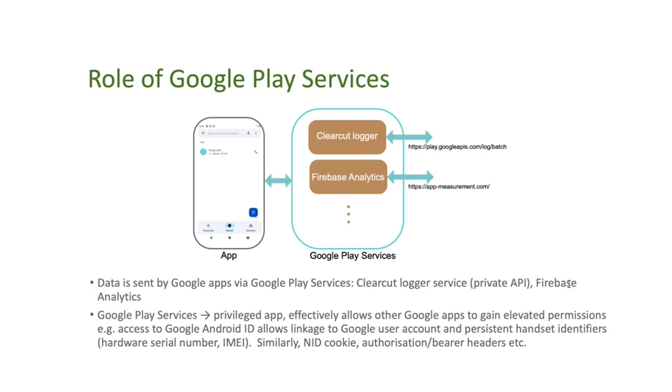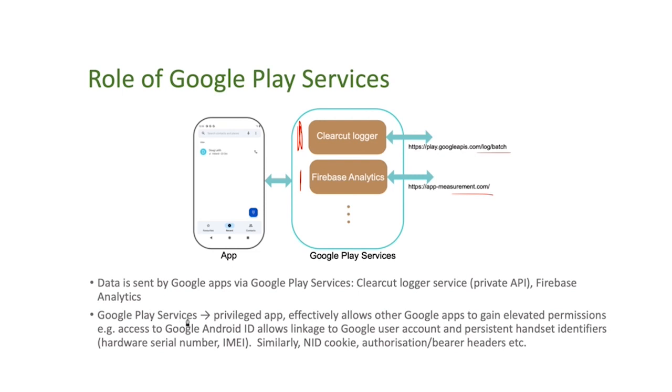Another important thing to bring out here, I think, is the role of Google Play services in this setup. So these are Google apps running on a Google ecosystem. They don't send data directly to Google. They send it via Google Play services and through two APIs. One is a private API, which is called the Clearcut Logger, and it sends it to a log batch endpoint, and the other is Firebase Analytics, which is a public API, and then it sends it to appmeasurement.com, which is a Google domain.